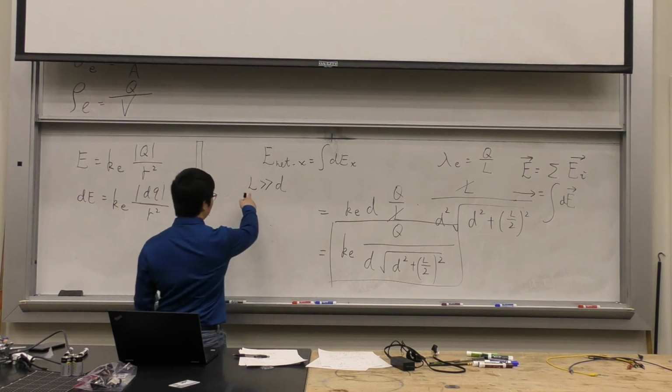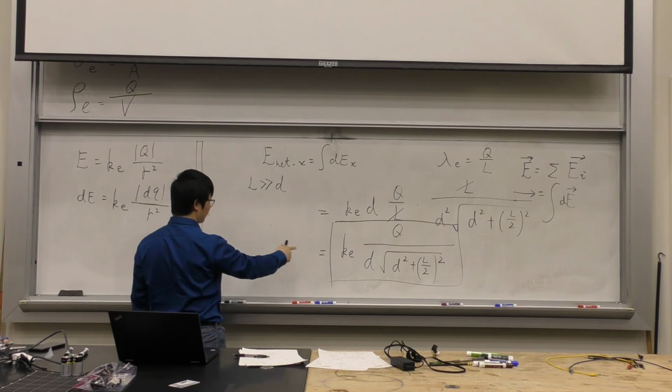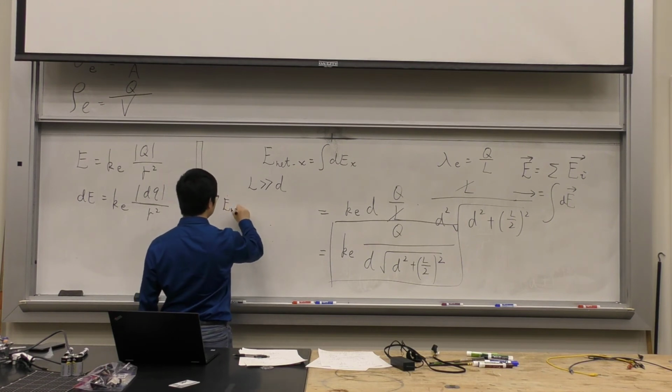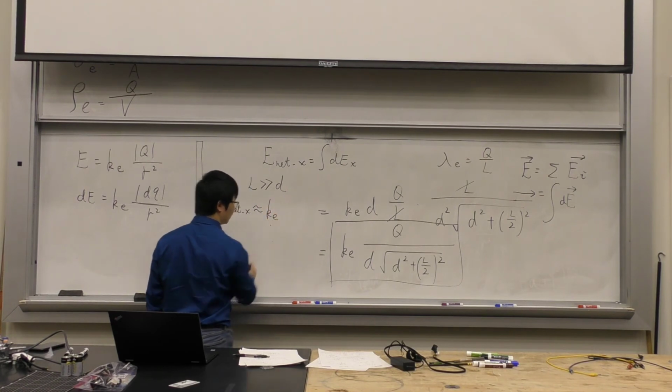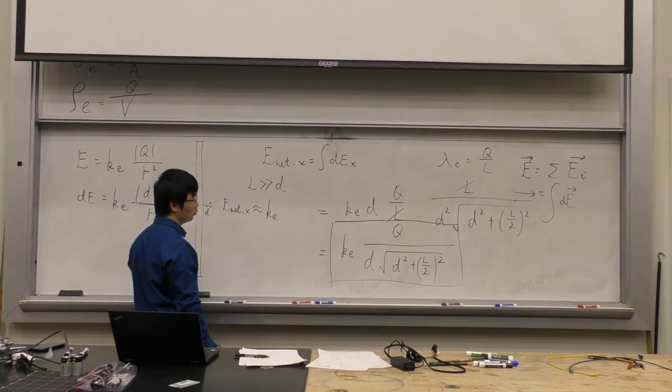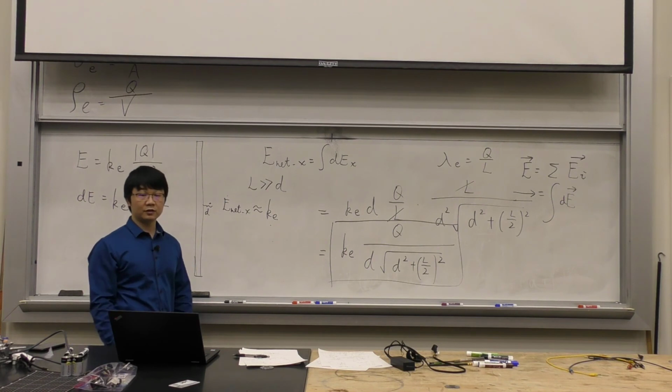Because if this L is much, much greater than D, then this thing is going to be almost, let's see. So that means compared to L, D is going to be very, very small, right?